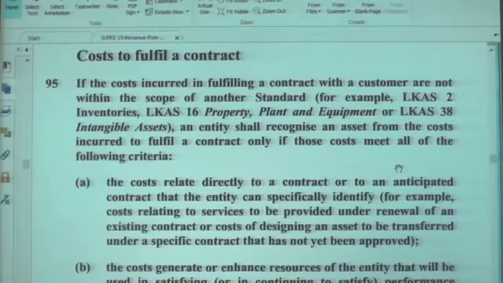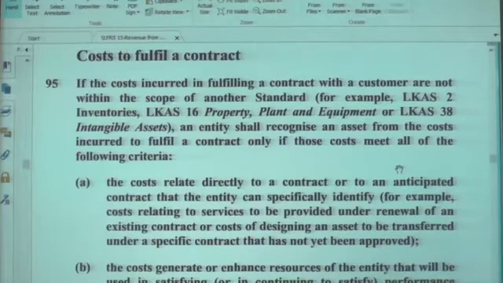When you have a contract, this was tested last time also, because with that example we discussed yesterday, last time exam paper question number 2B, they touched on contract cost also, remember. Here you have guidelines to account for contract cost. If the costs incurred in fulfilling a contract with a customer are not within the scope of another standard, you need to understand what is another standard. I will give you an example.